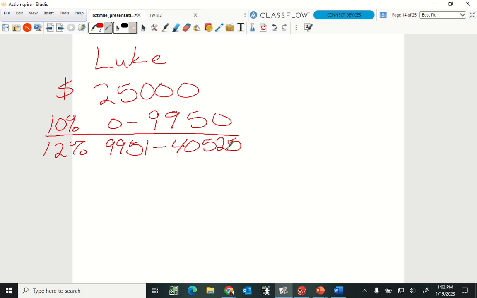These are hard to see, Bosh. Yeah, I know. And that's why when we do this, I'm actually going to have an actual sheet handed to you, but this is part of the notes, so just go with it. So in these categories, Luke falls somewhere in the 12% range, right? Okay, good. So the first thing we have to do is take my $25,000 and subtract my first bracket, which is my 9950.